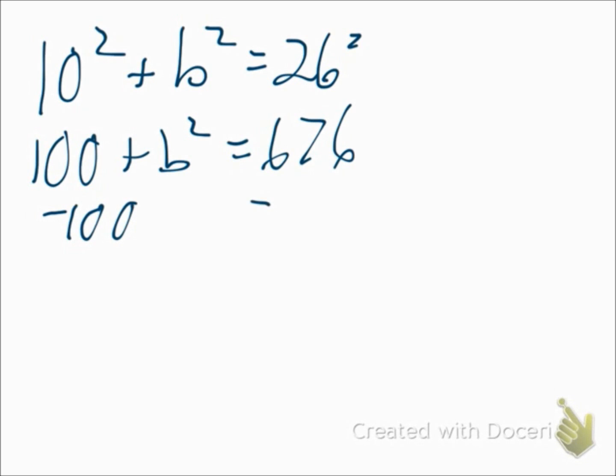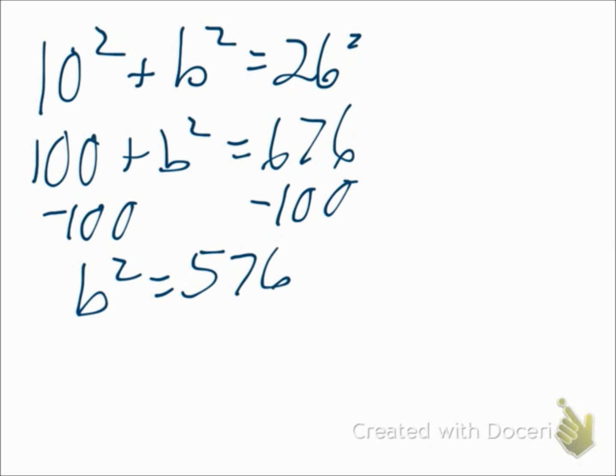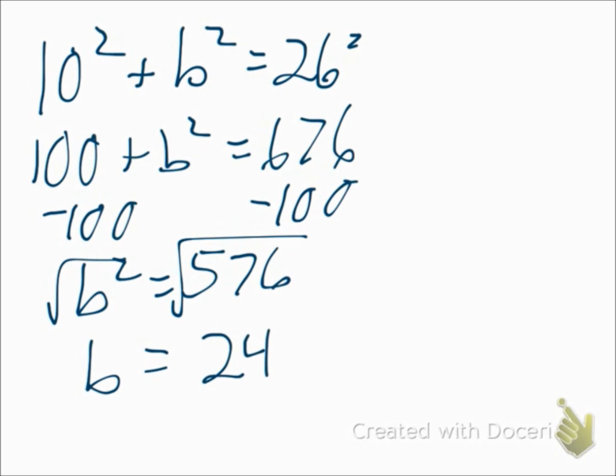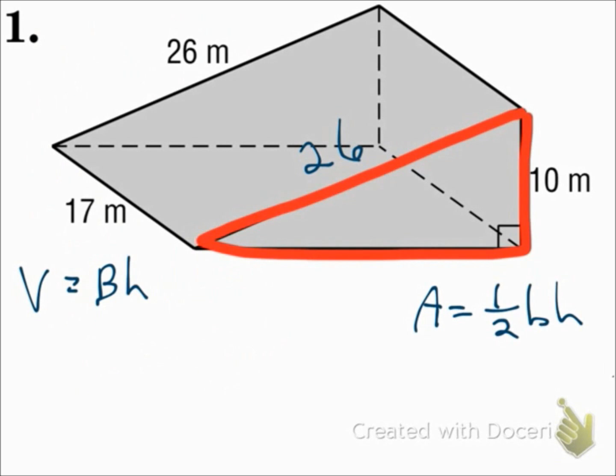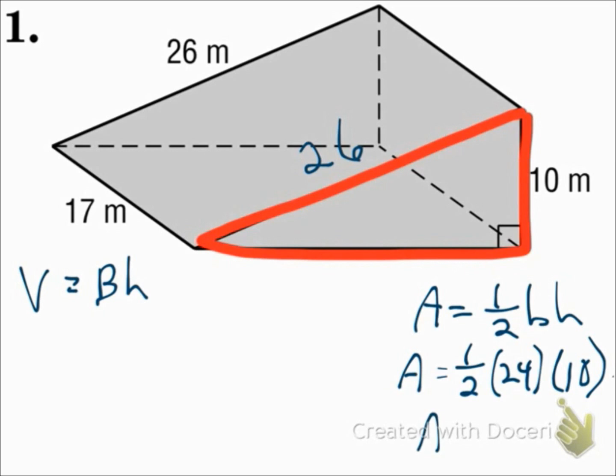Subtract 100 from each side. B squared is 576. And when you square root, b is 24. So that will go in for the base of the triangle. Half of 24 times the height, which is 10, and that's 120 meters squared. That will substitute in for big B.